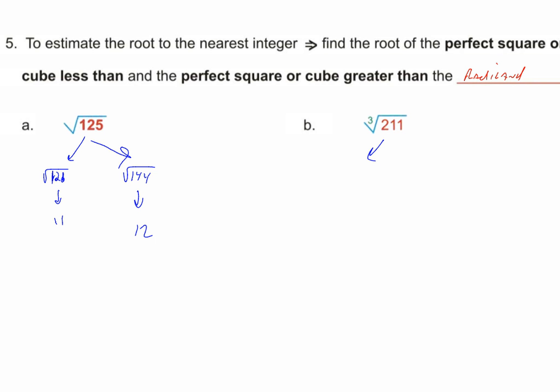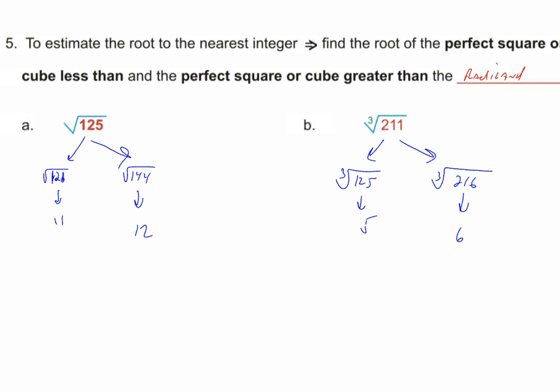So a 5 times 5 times 5 is a 125. That's a 5. And a 6 times 6 is 36 times 6 is 216. And that's the 6. So this thing would be between a 5 and a 6.